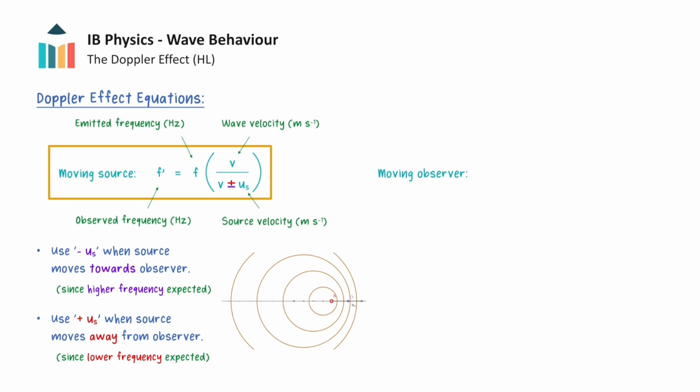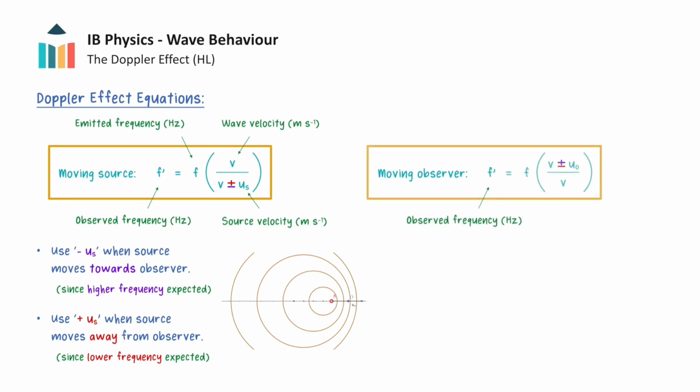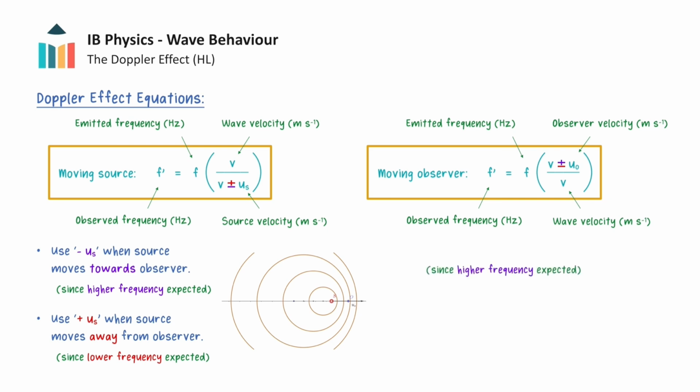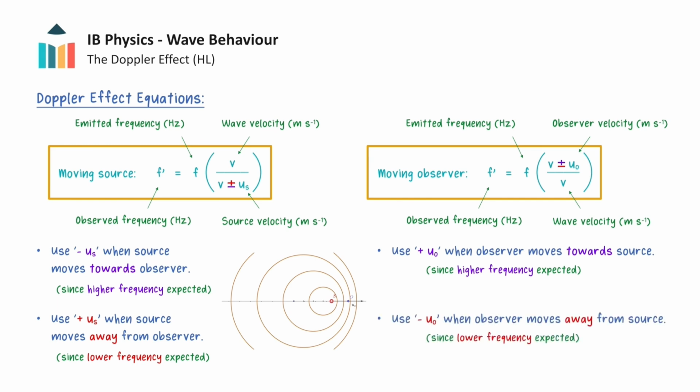If instead we have a moving observer, the frequency detected by the observer from a stationary source is given by this equation. Here, u_o represents the velocity of the observer, and the other variables have the same definitions. From earlier discussions, a higher frequency is measured when the observer moves towards the source, so u_o must be added to make the numerator larger in this case. On the other hand, u_o must be subtracted when the observer moves away from the source.